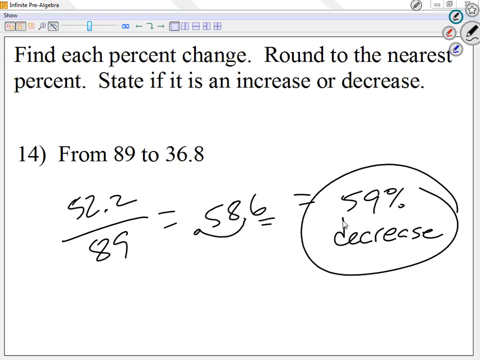All right. Any other questions? Remember, just find out how much did it change, divided by the first number.